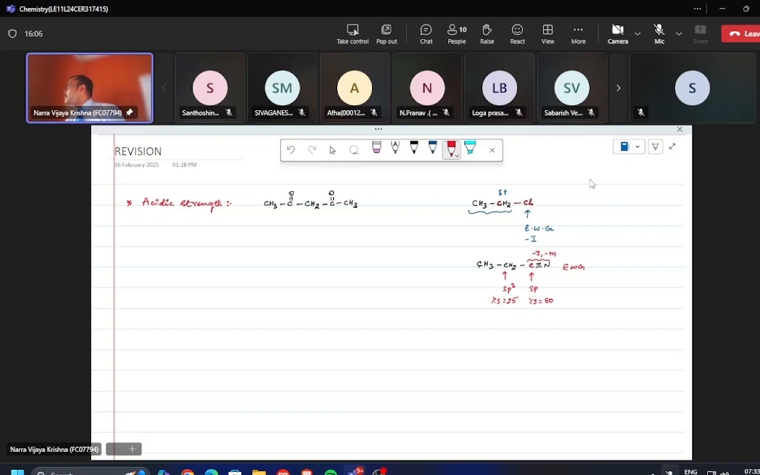Any questions in it? I am taking one more example. CH3, CH2, NO2. Now tell me, what type of group is this NO2? Is it an electron withdrawing group or not? Definitely it is an electron withdrawing group, no doubt.